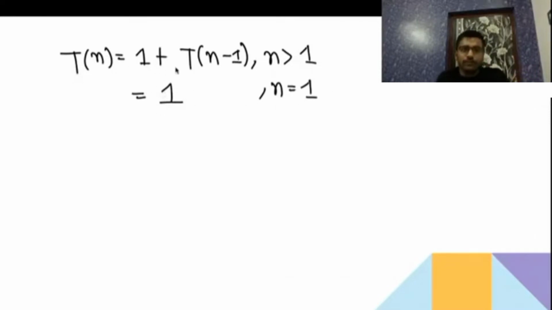Now we need to solve this. We have different methods: one is substitution, another is the recursion tree. By using substitution we need to find the solution of this recursive equation.